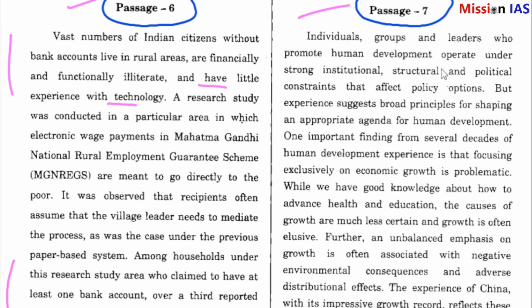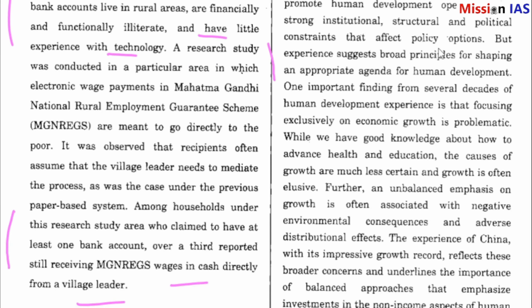Individuals, groups and leaders who promote human development operate under strong institutional structures and political constraints that affect policy options, but experience suggests broad principles for shaping an appropriate agenda for human development. One important finding from several decades of human development experience is that focusing exclusively on economic growth is problematic.